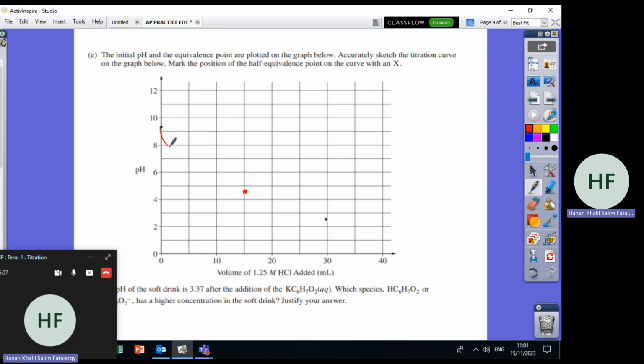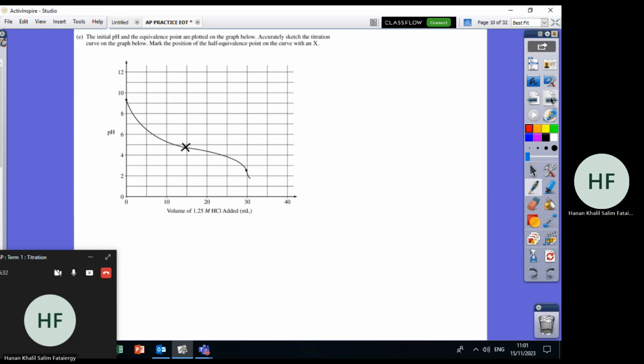So the 15 will be here at 4.77, approximately like this. Okay, so the graph will look like this and then like this. And then it will end in the acidic region. This is the equivalence point. The equivalence point is the midpoint of this line, and the half equivalence is at 15. So this is the half equivalence point and this is the initial pH.